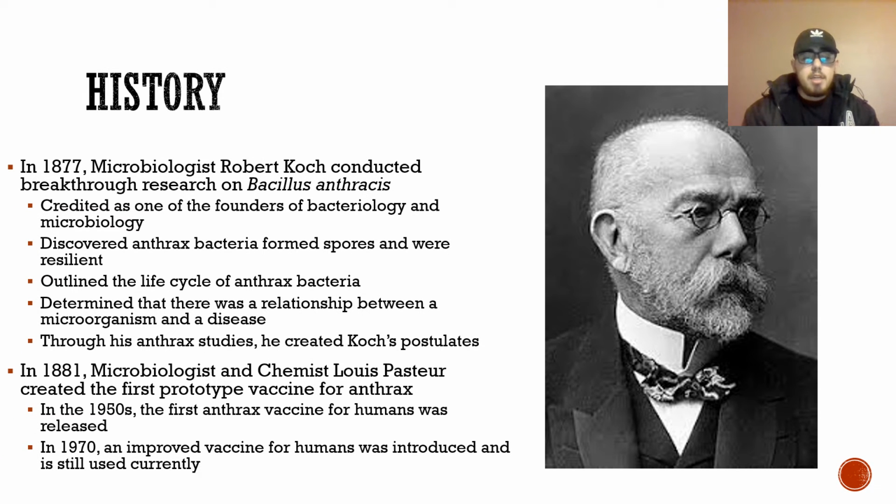Continuing on with history, in 1877, microbiologist Robert Koch conducted breakthrough research on Bacillus anthracis. He is actually credited as the pioneer of microbiology, especially of anthrax disease. He discovered the anthrax bacteria formed spores and were resilient. And by resilient, I mean they were very robust. They were able to survive harsh environments. They had mechanisms that kept them alive during the times when they couldn't germinate.